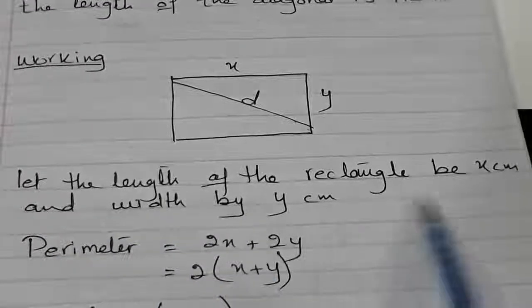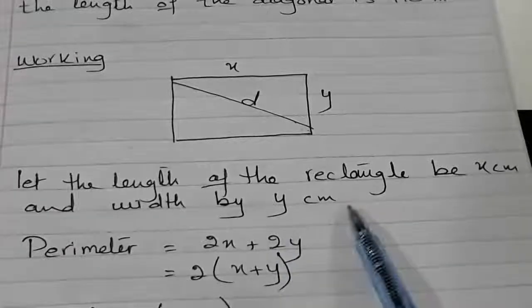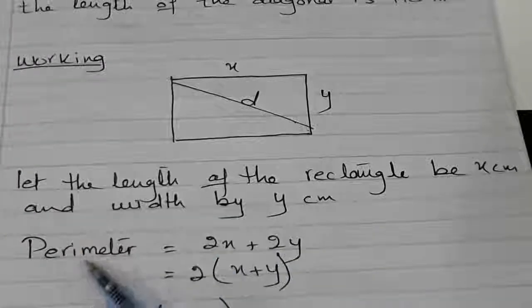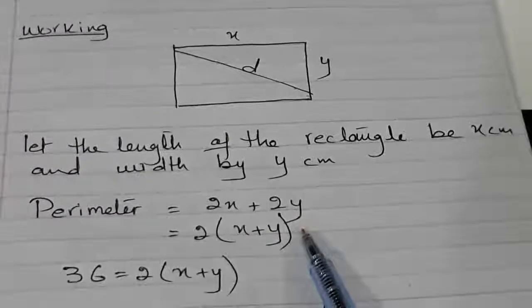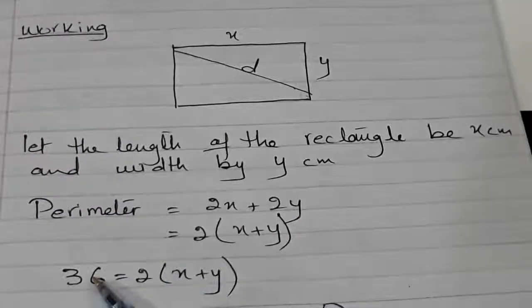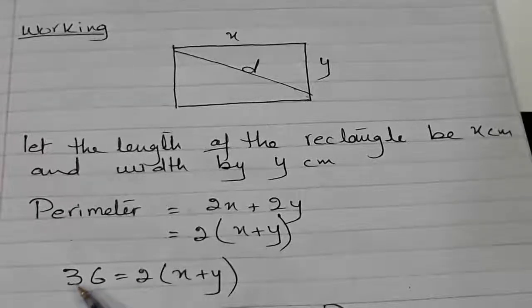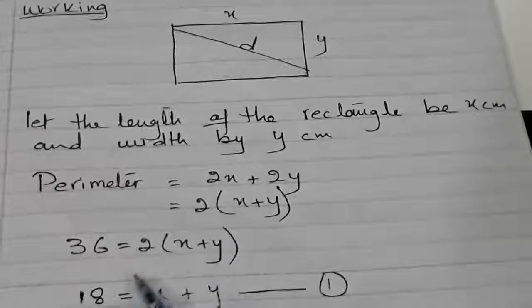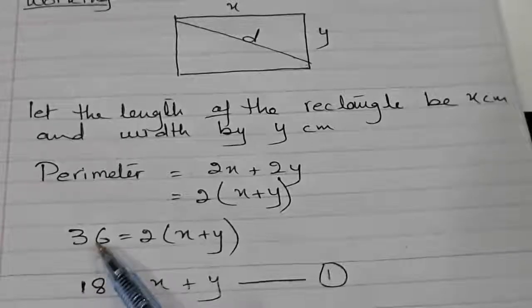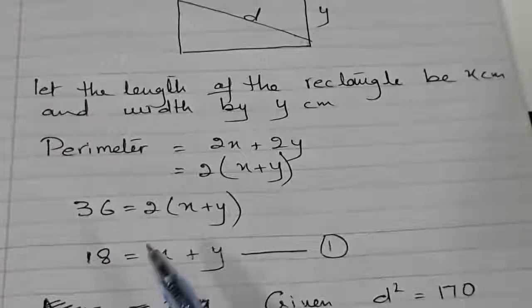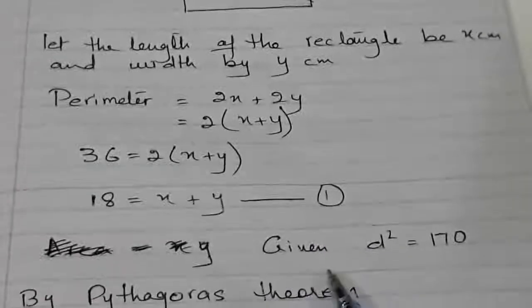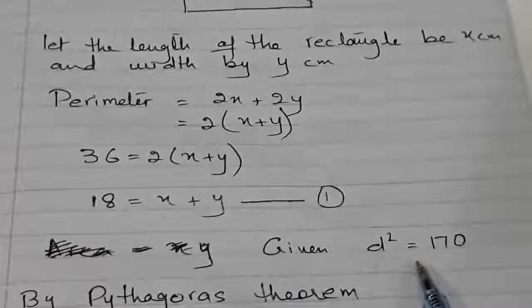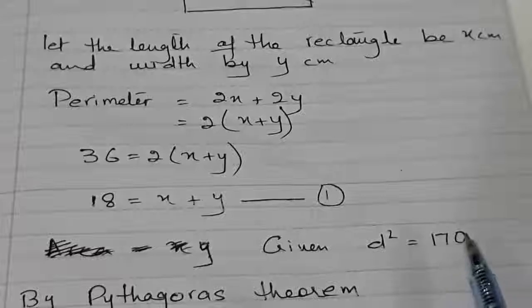So let's say the length of the rectangle be x and the width be y. So the perimeter of the rectangle we know is equal to 2x plus 2y. And the perimeter is given to us as 36, right? So now I will take 2 down here, so the 2 will cancel and it will become 18. So this is my first equation.